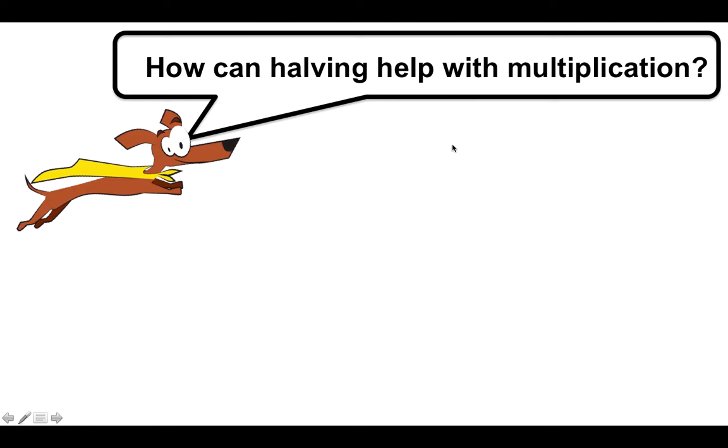So how can halving help with multiplication? Let's have a look at some relationships that maybe we don't always think about. When I've got 4 times 10, that's a very easy sum to do, and I know that the answer is 40. I should also know that 4 times 5 is 20 as a quick number fact that I have in my head. But what's the relationship between these two numbers here and these two numbers here? Well, if we look closely, we can see that 5 is half of 10, and we can also see that 20 is half of 40. This is a very clear relationship.